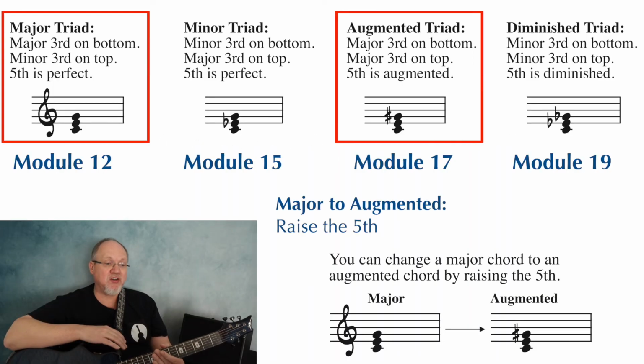You can change a major chord into an augmented chord by raising the fifth of the chord. Here we have a C major chord, C, E, G. We change that to an augmented chord with C, E, G sharp.